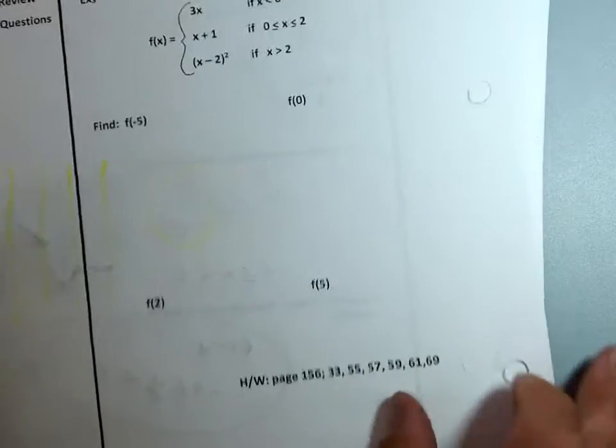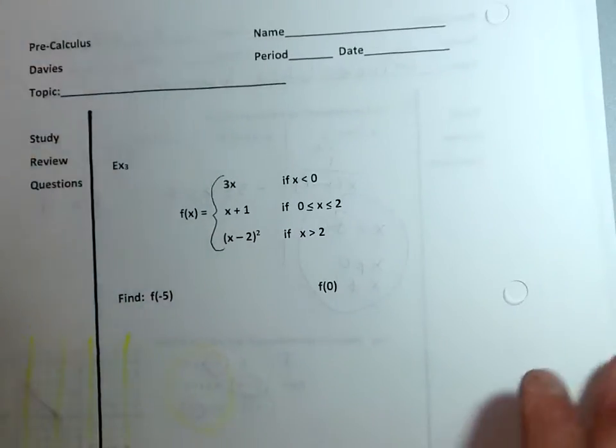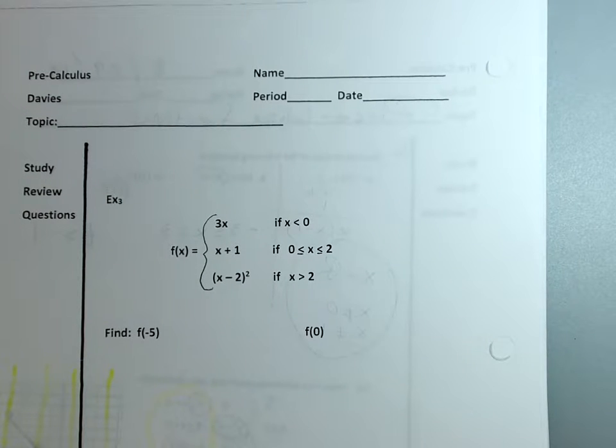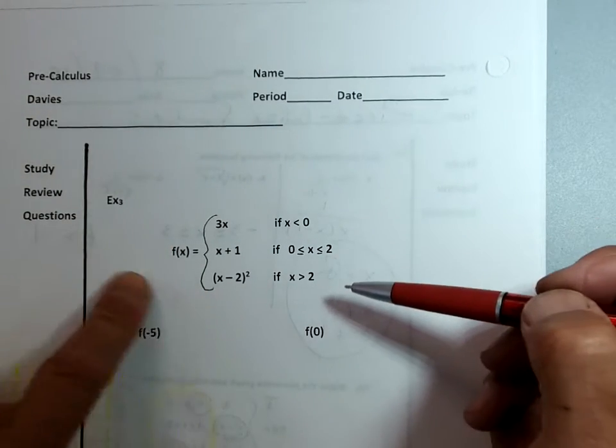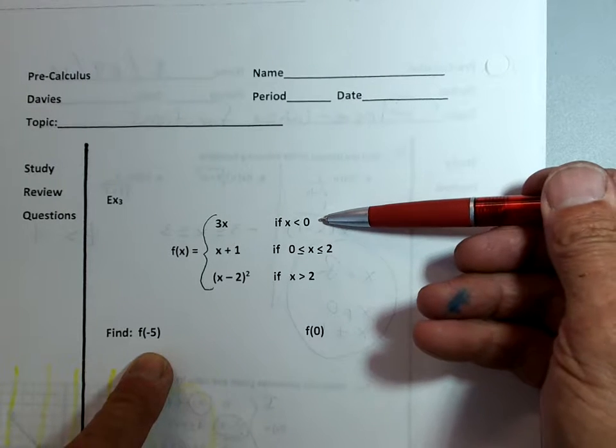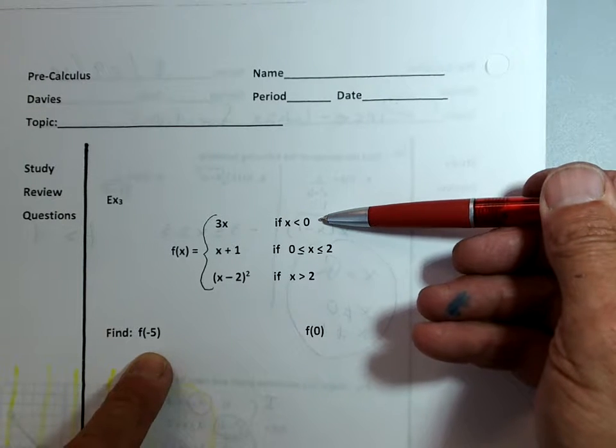All right. Now, take a look at it. It does not ask us to graph it, does it? It just says evaluate. So, negative 5. I've got 1, 2, 3 equations, right? Where am I going to plug it in? We're going to plug in negative 5. Where's the negative 5 going to plug into? The first equation. Correct. Why does it go in the first equation?